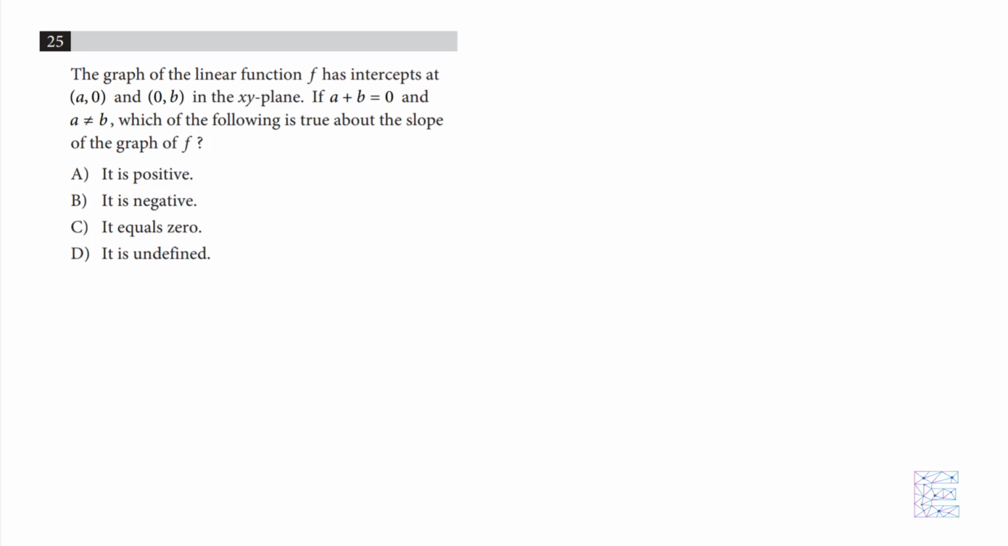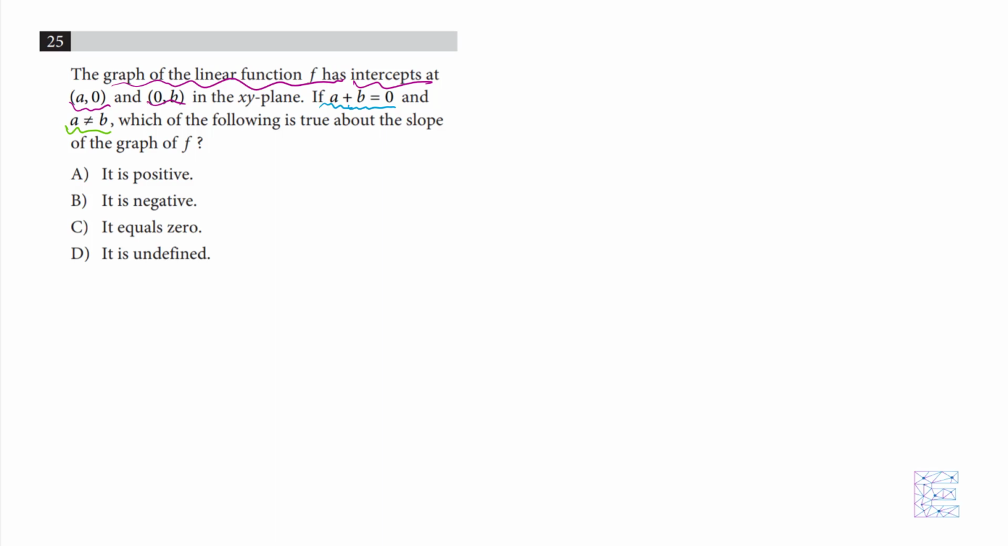So we have the graph of a linear function f that has intercepts at this point and this point. We just don't know exactly what those points are. Further, we know that if we took the value of a and added it to the value of b, we end up with a 0. And thirdly, we are given that the numbers are not the same. A is not equal to b. So let's try to figure out what this is going to have us do.